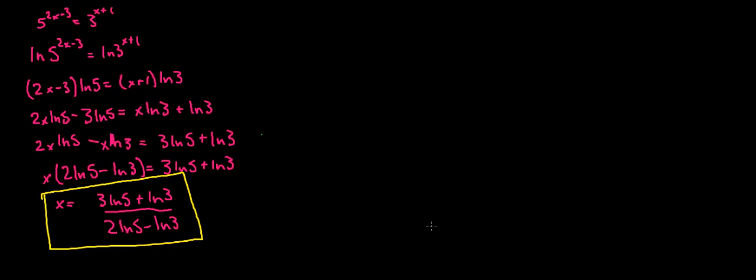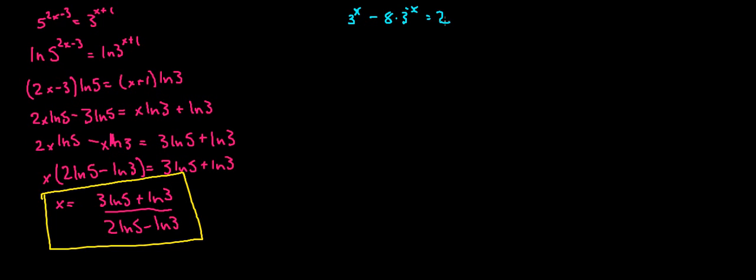So let me try a different one. I'll do 3 to the x minus 8 times 3 to the minus x is equal to 2. Now this one is a little bit trickier because I can't take the natural log of a negative number.